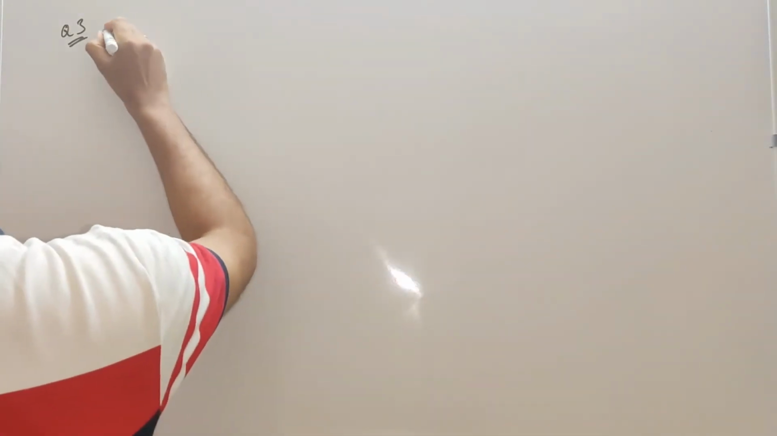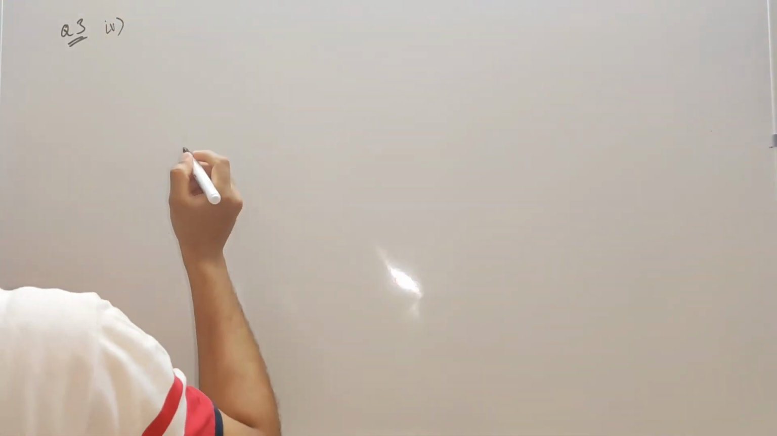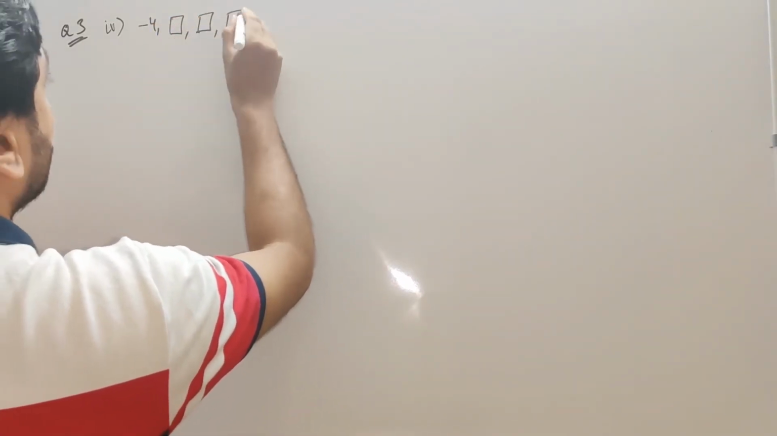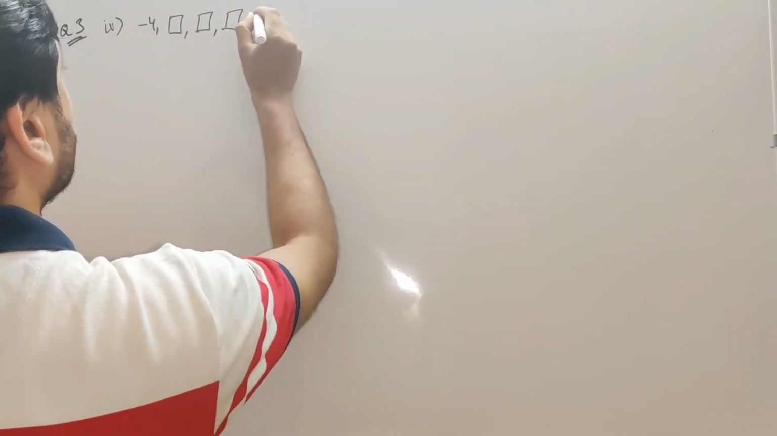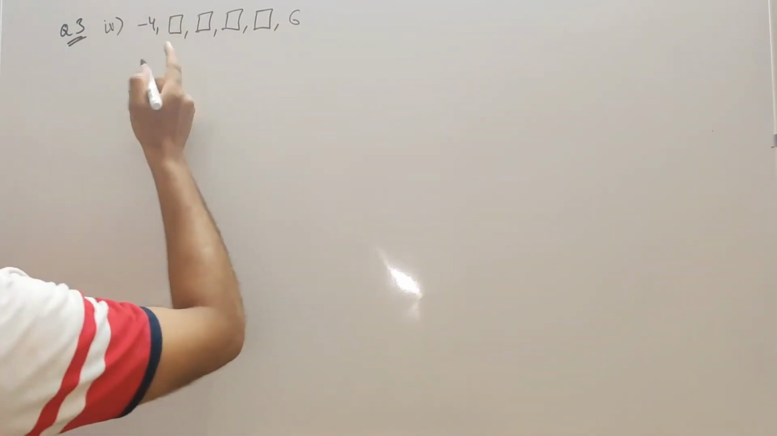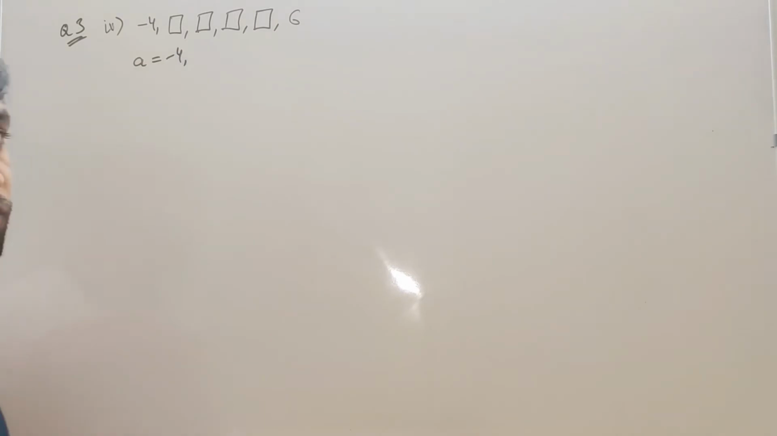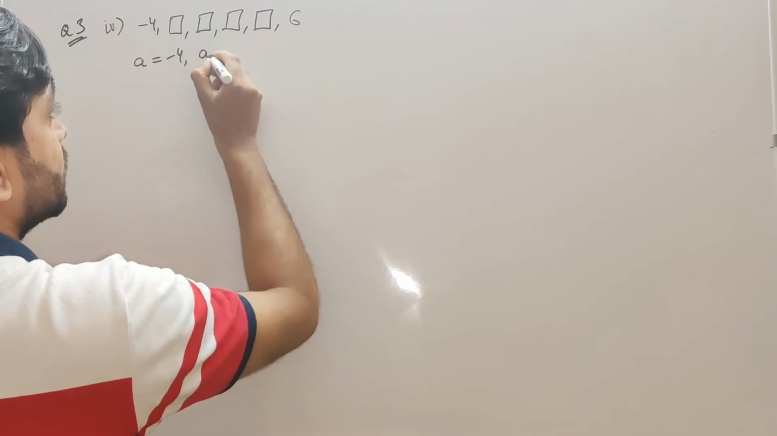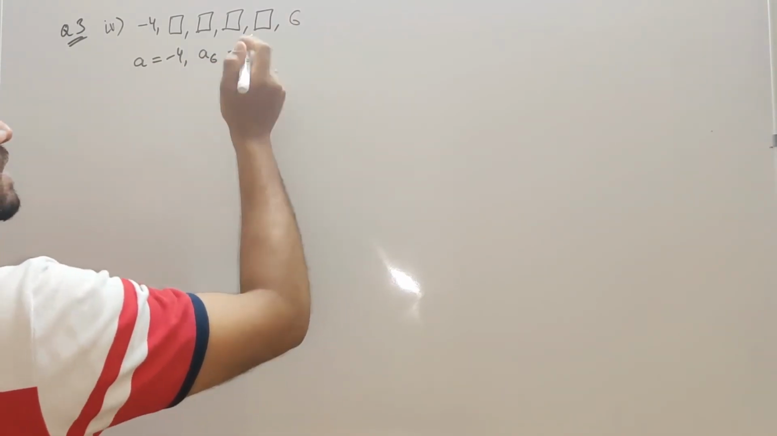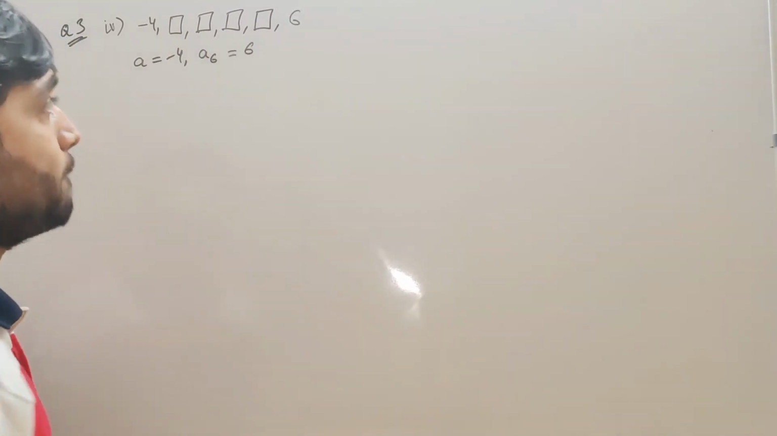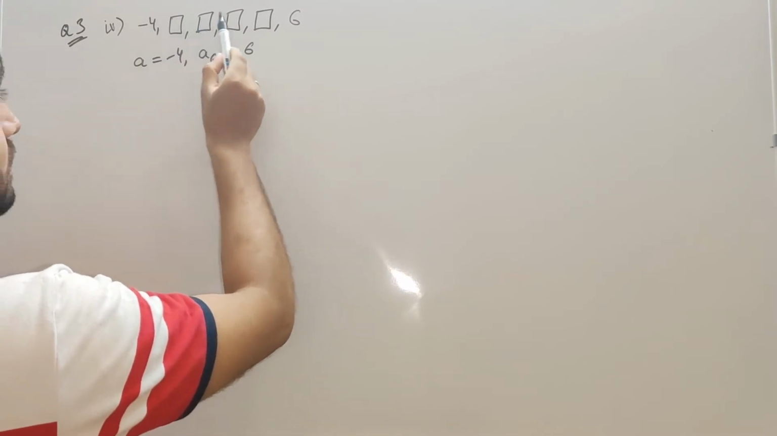Okay. Next is the fourth part. It is minus 4, comma, the 3 boxes, 4 boxes and 6. Okay, so here what is known? The first term is known as minus 4 here, and 1, 2, 3, 4, 5, 6. So the sixth term is 6 itself. You can count 1, 2, 3, 4, 5, 6. So 6 is your sixth term. We are supposed to find second, third, fourth, fifth. So these 4 terms we are supposed to find here.